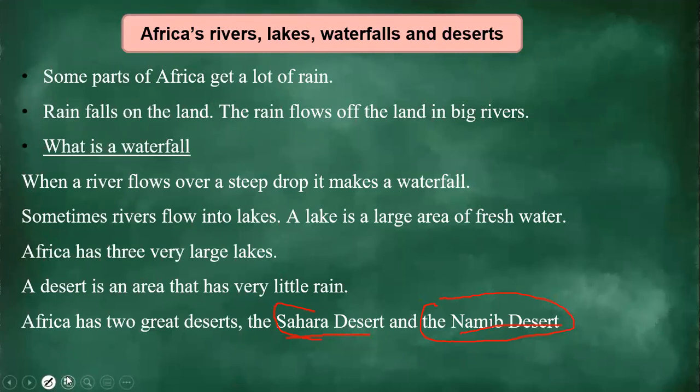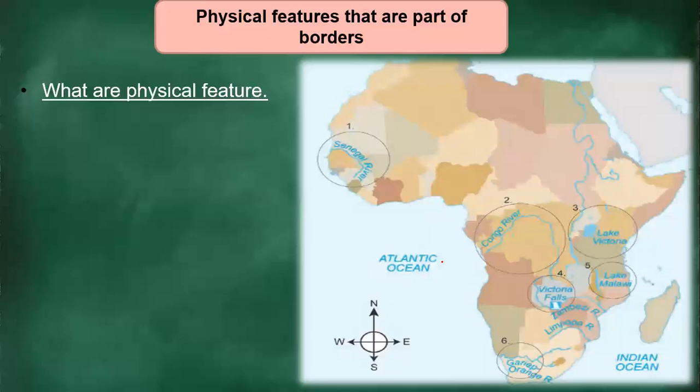Okay, moving on. We were talking about the physical features. Lisedi. Physical features are places such as rivers, lakes, and mountains. Yes, that's correct. Thank you very much. Who can tell me how physical features are part of a border? How can a physical feature be part of a border?